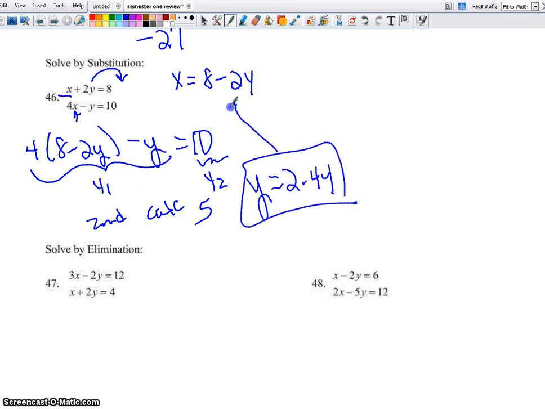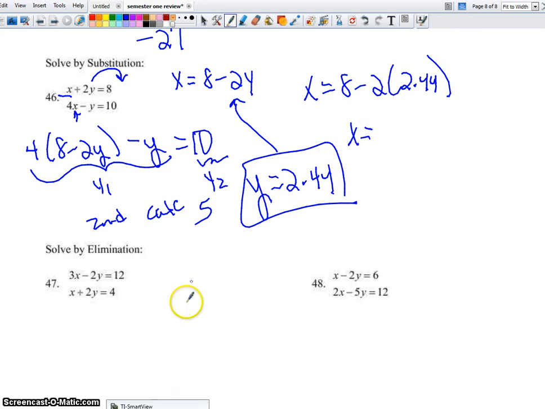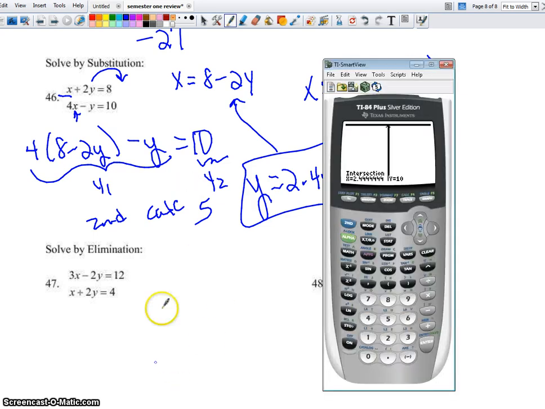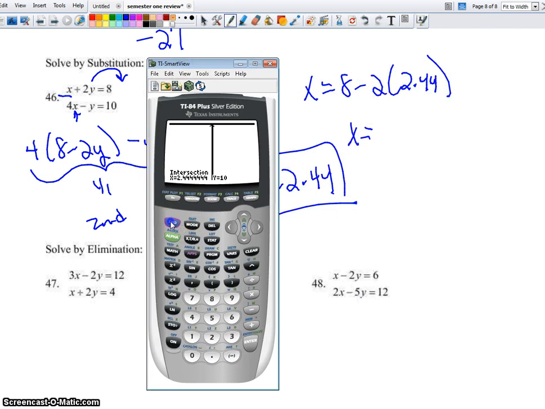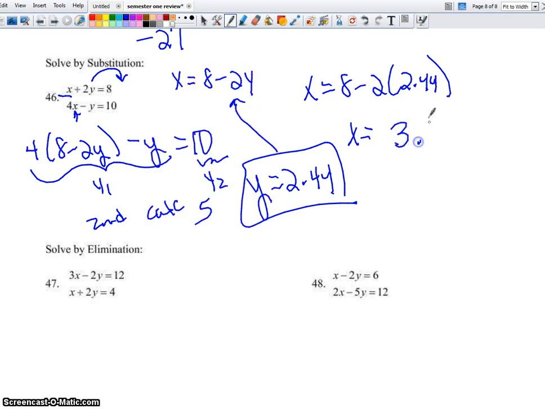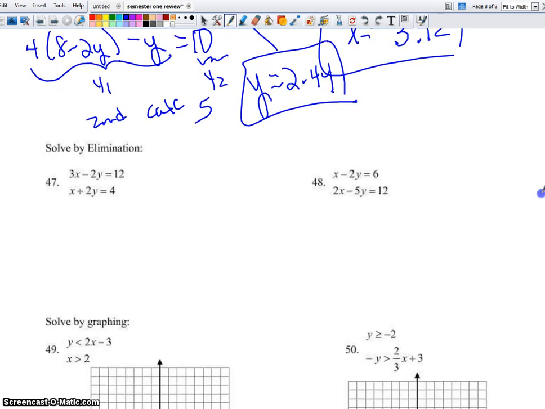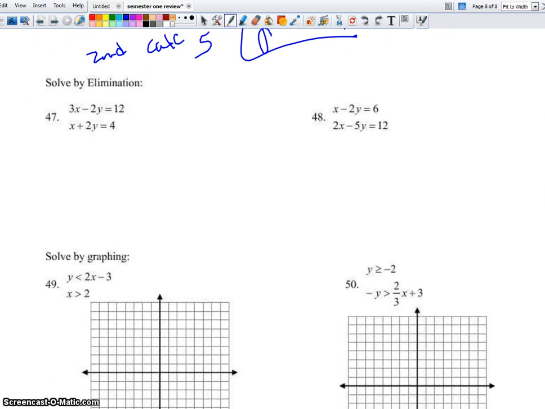Take this back up here and put it in. X is equal to 8 minus 2 times 2.44. Go to your home screen on your calculator. Clear it out, and you're going to say 8 minus 2 times 2.44. And you get 3.12. So those are your answers. Probably one of the most difficult ones on the test, but you can do this.